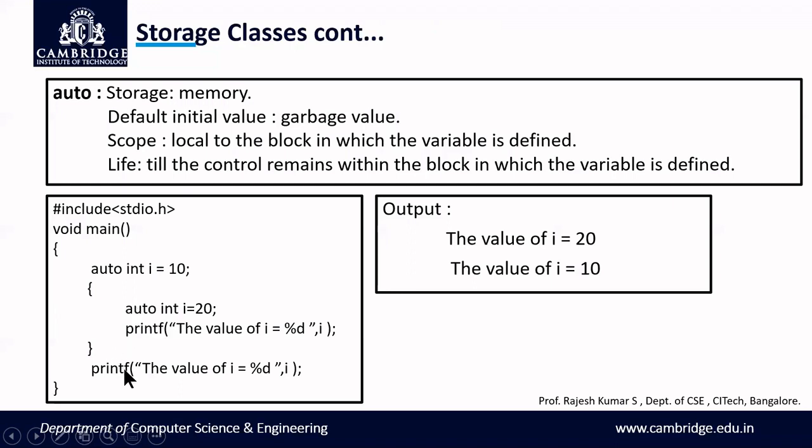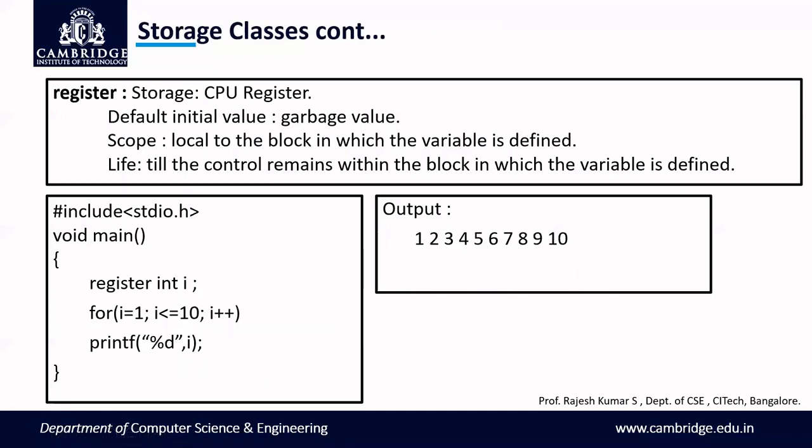When you come out of the block and print the I value, what is the I value in this particular block? The I value is 10. 10 will be printed over here. So the output will be: first it will print this, and then again it will print the outer value of I. This speaks about automatic storage class.